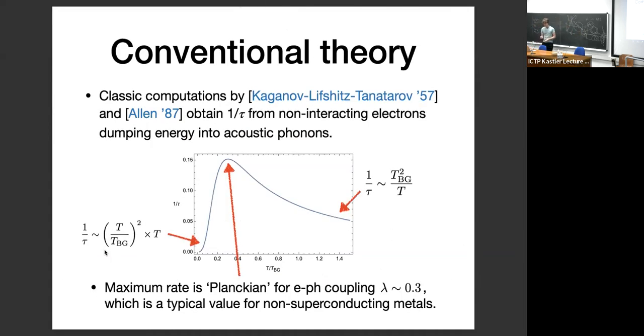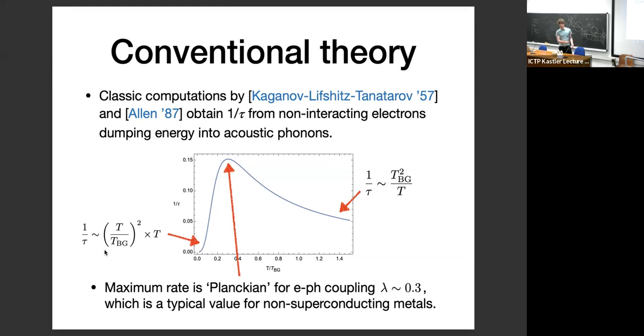So now, what's the theory of this time scale? In a conventional metal, it's existed for a long time. It goes back to the Soviet paper of Kaganov, Lifshitz, and Tanatarov. For non-interacting electrons coupled to phonons, they obtain this time scale. There's a simple formula for it, and the result looks like this. So this is for non-interacting electrons coupled to phonons. And so this is this rate.